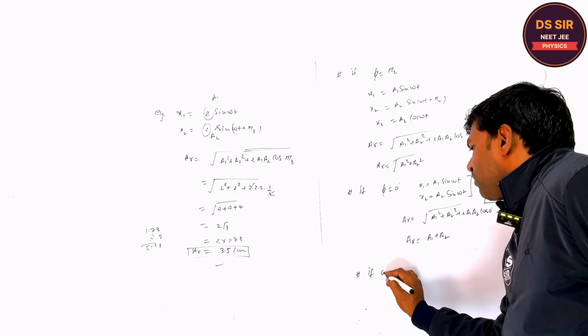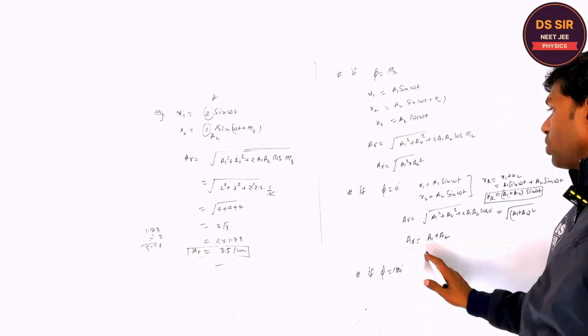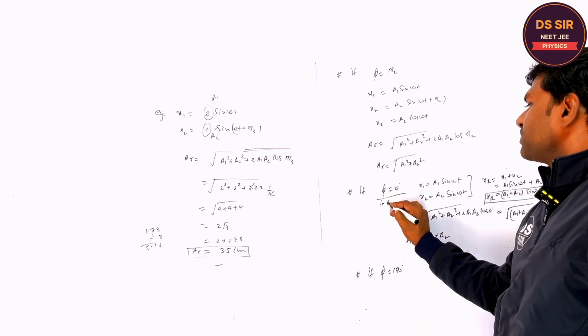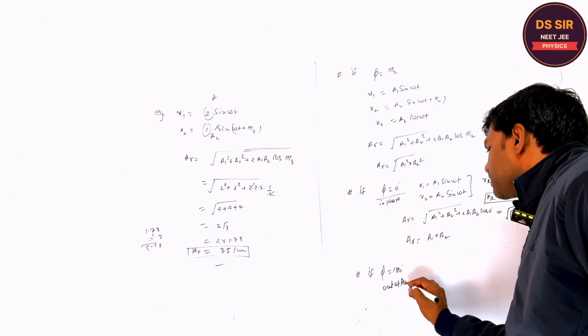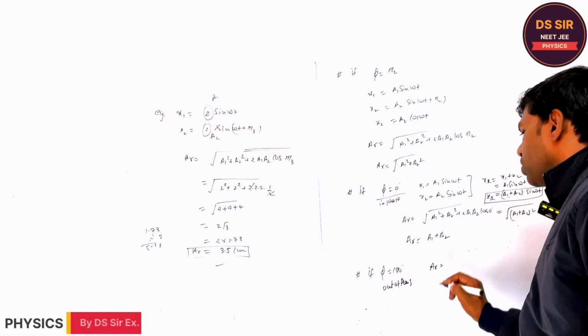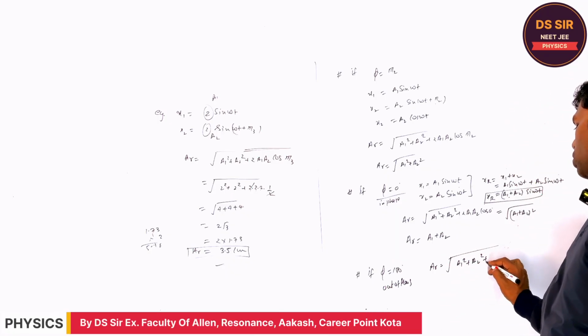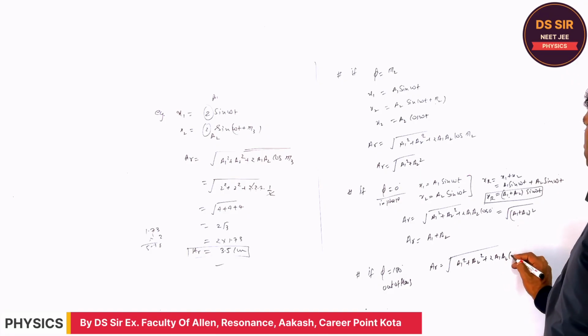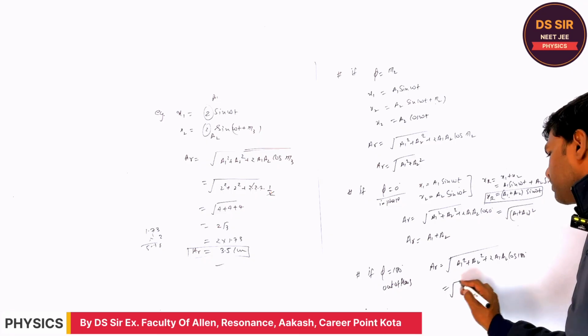So this is the resultant wave or resultant SHM, and this is the resultant amplitude a1 plus a2. If phi is equal to 180 degree, that is out of phase. They are not in phase, they are just out of phase. Also the resultant amplitude is what? Root over a1 square plus a2 square plus 2a1 a2 cos 180. Cos 180's value is minus 1.